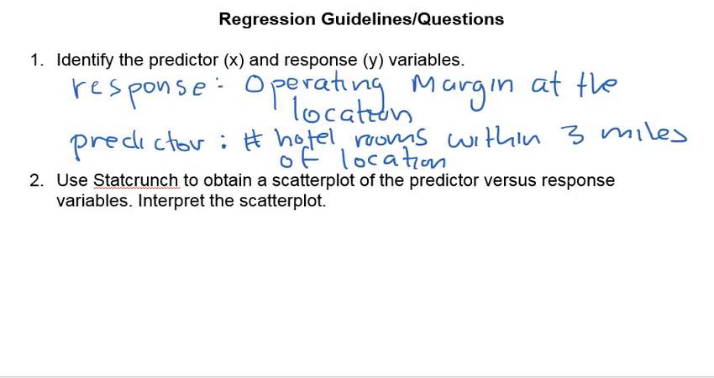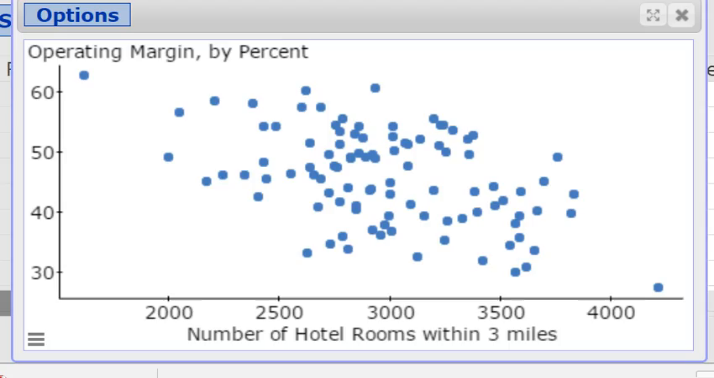Next question you may be asked is use StatCrunch to obtain a scatter plot, which I just showed you a minute ago, and interpret the scatter plot. Now remember, there's 3 things I want you to do with interpretation. Identify the general shape, linear or nonlinear. Is it a positive or negative relationship between the variables? And then obtain a measure of strength. Okay, and strength we said is measured by correlation.